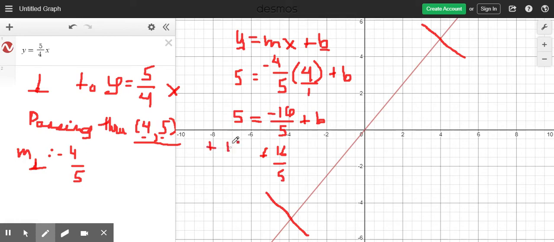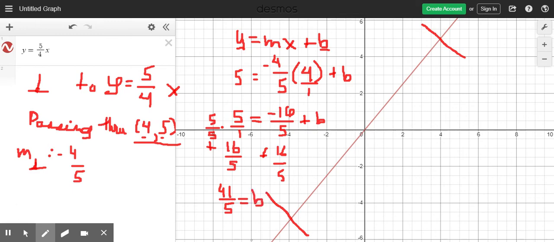So now we need to take 5 plus 16/5. Well, in order to add fractions, we'll make this a 5/1. In order to add fractions, we need common denominators. So I'm going to take the 5/1 times 5/5 so that we have both fractions in terms of fifths. So we'll have 5 times 5 is 25/5 plus 16/5. So that's going to give us 41/5 is equal to our b value.